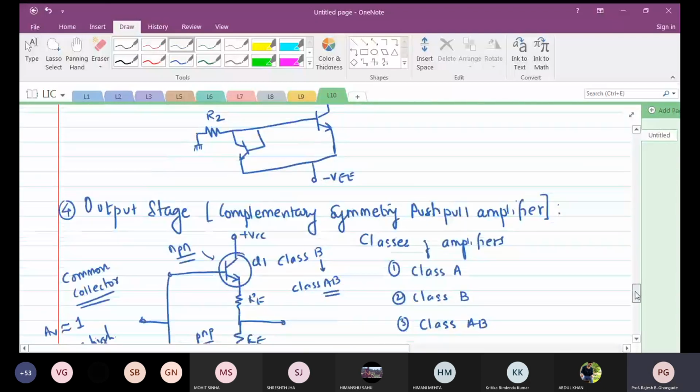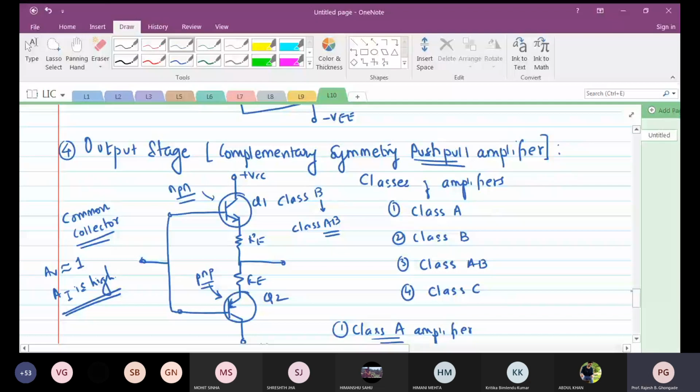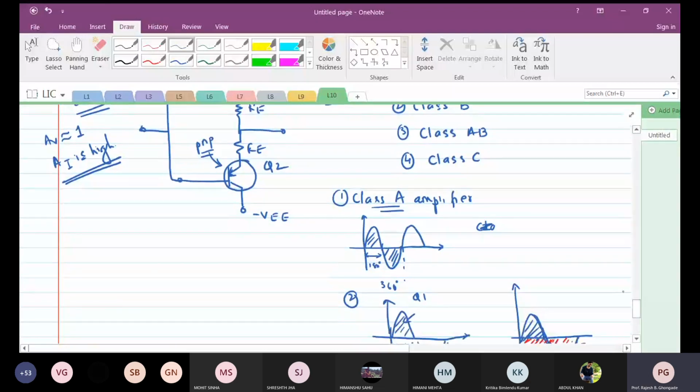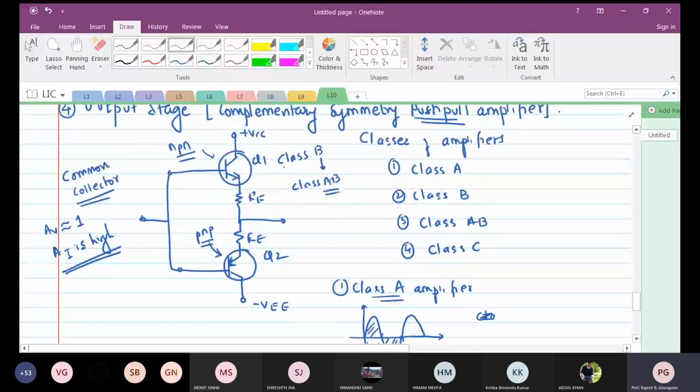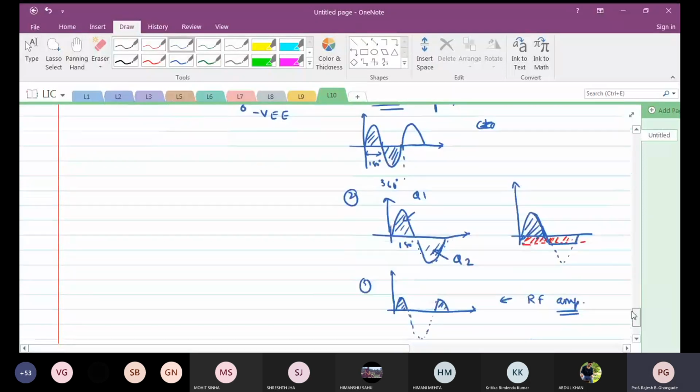Now again, push pull. Why push pull? Because this particular transistor amplification is pushing it in the positive direction. This is pulling it in the negative direction. So that is the reason why it is called push pull amplifier. So this is the complementary symmetry push pull amplifier.